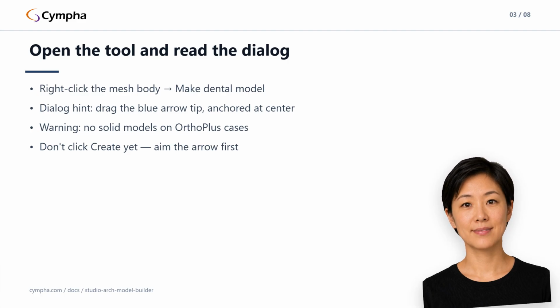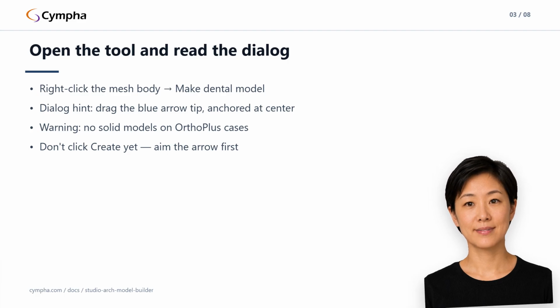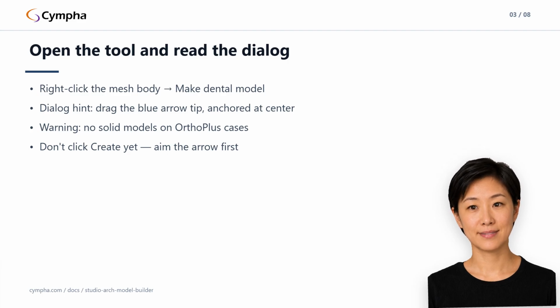Clicking the command opens a small dialog with 4 things in it: a hint, drag the blue arrow tip on the model, anchored at its center. Create builds a new solid from the boundary rim along the arrow to the cut plane at the tip. The explicit Ortho Plus warning we just covered. The name of the source mesh you right-clicked. And the Create and Cancel buttons.